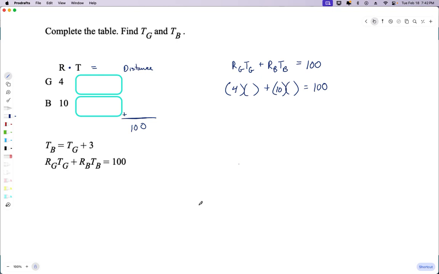So what I'd like for you to do, let's do TB. TB is TG plus 3. TG plus 3. And we don't know what this one is, so we drop TG back in there. So now you can solve this. You can find this out. This should be pretty straightforward for you. So what I'd like for you to do is pause the video, solve this one on your own, and then press play. That way you can make sure that you understand what you're doing.